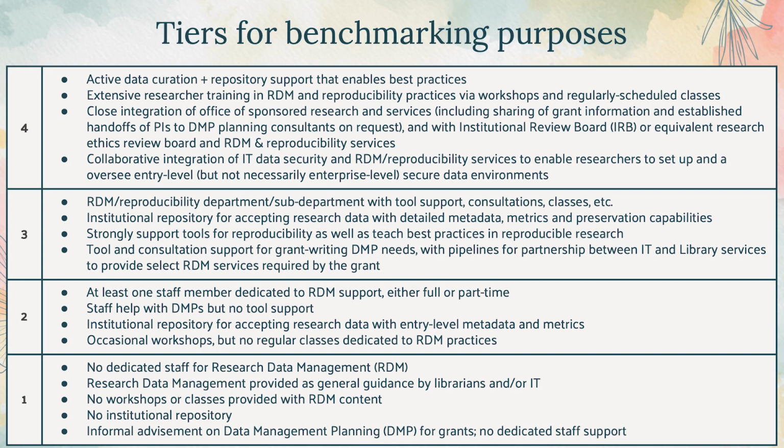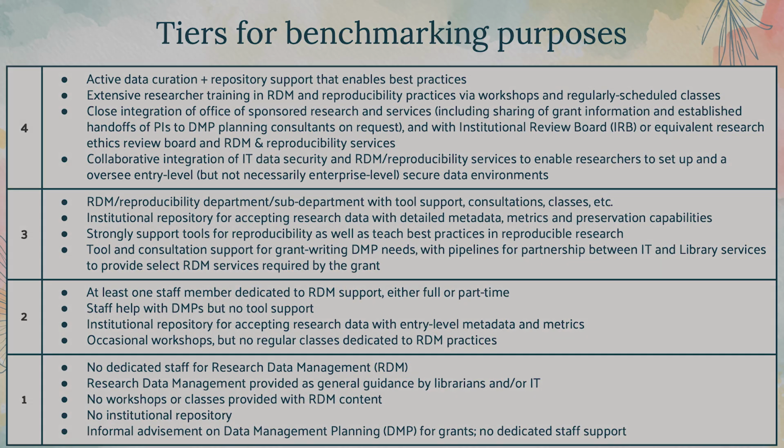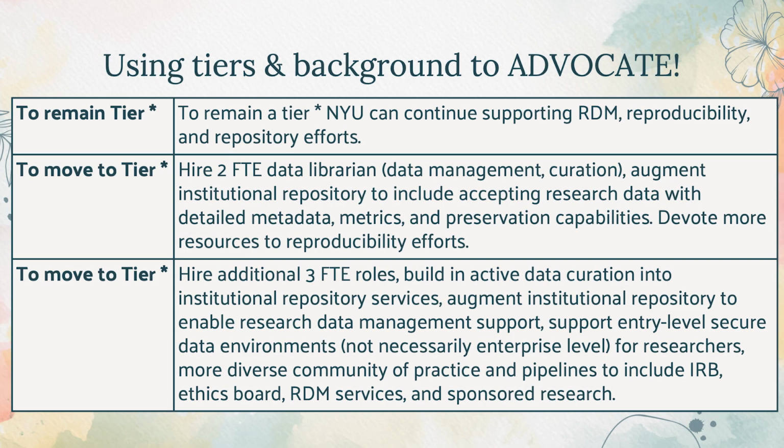And we did a 1 to 4 at NYU here. You can do it however you want, but we kind of tried to translate them into these tiers to see where we line up in comparison to everybody else. And then the key part of this is using those tiers to advocate for yourself. So, okay, to remain a tier, whatever, what do we have to do? Probably have to spend a little more money because you'll fall behind if you maintain at this point. If we want to move up a tier and be like some of our other peers, this is what we need to do. And then if you want to move even higher, this is what we think we need to do.